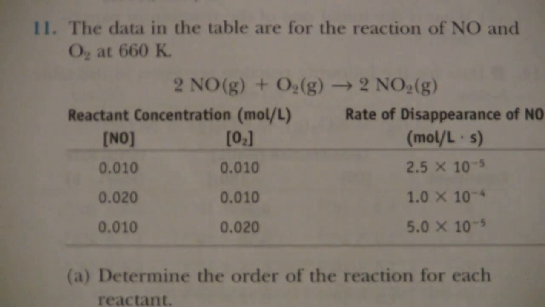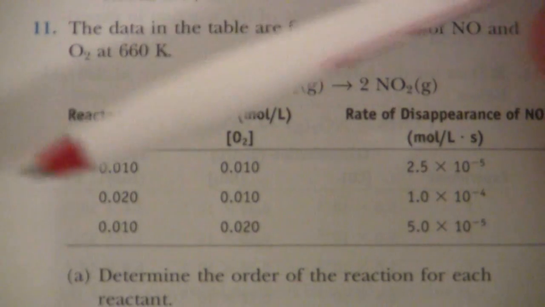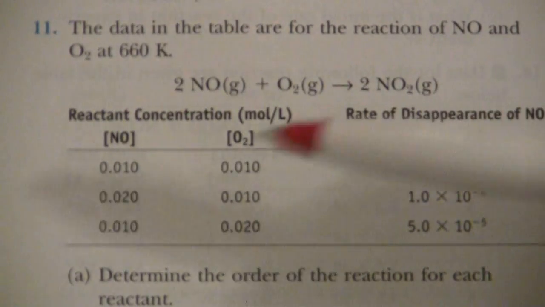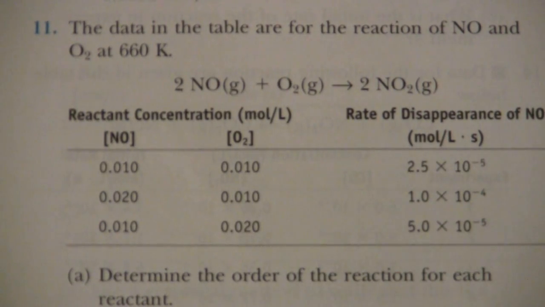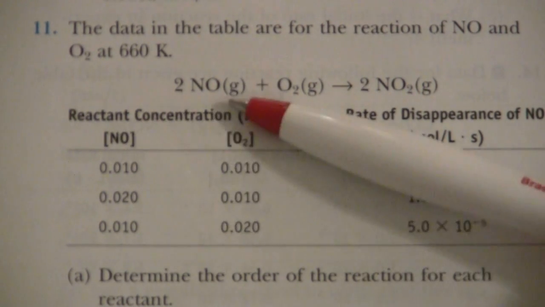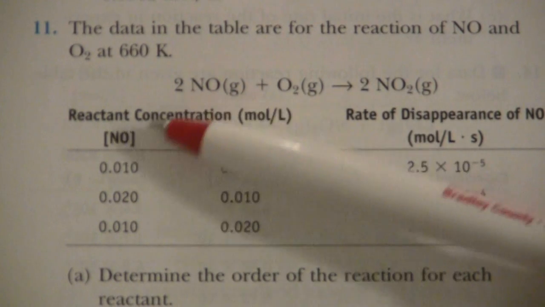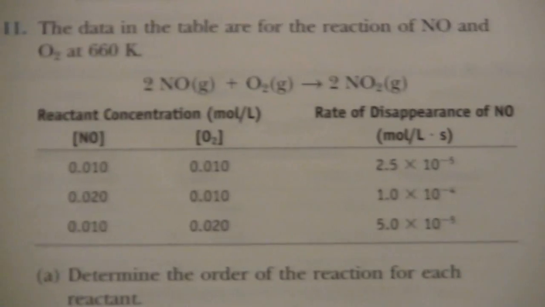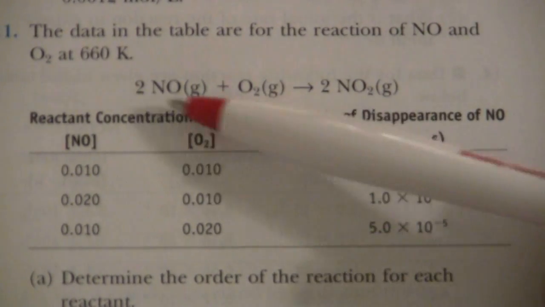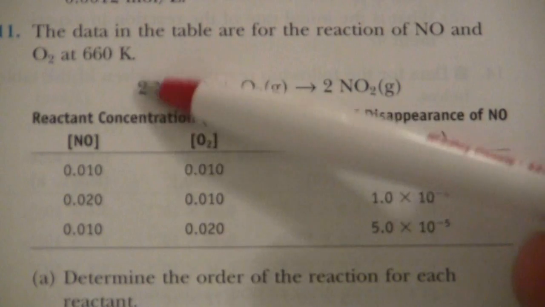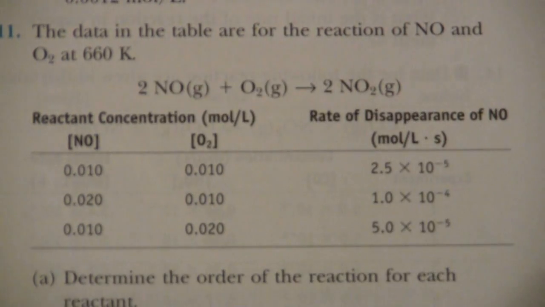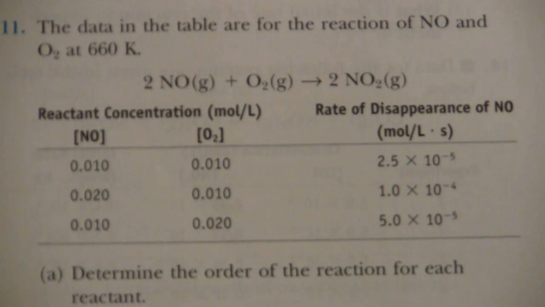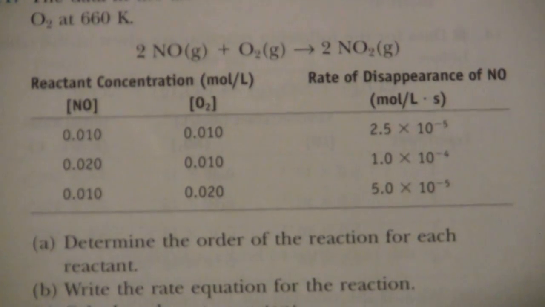Okay, in this question, it's giving us some data for this reaction at 660 Kelvin. This is experimental data: reactant concentration, so that's the NO and the oxygen, and then the rate of disappearance of NO. Okay, so that's the rate that this NO is disappearing. That will be an important point. We'll see in a little bit.